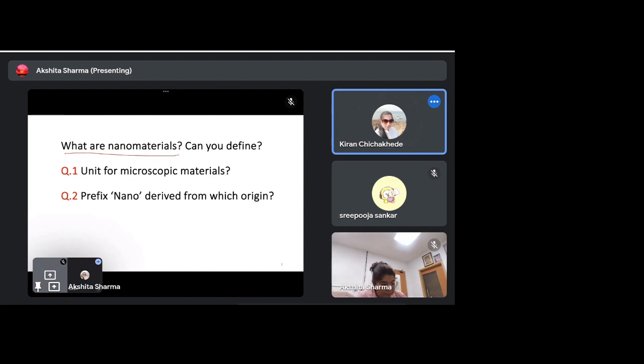So technically, my question was this: suppose this is a particle, a nanotube. This side is, let's say, 10 nanometer, so this is a nanomaterial. And this side is, let's suppose, 2 micrometer. And I have one more nanotube.